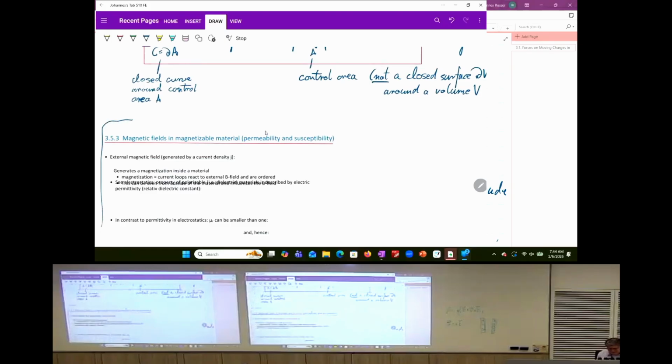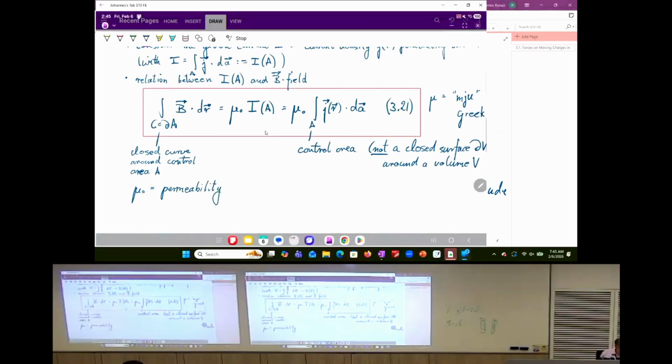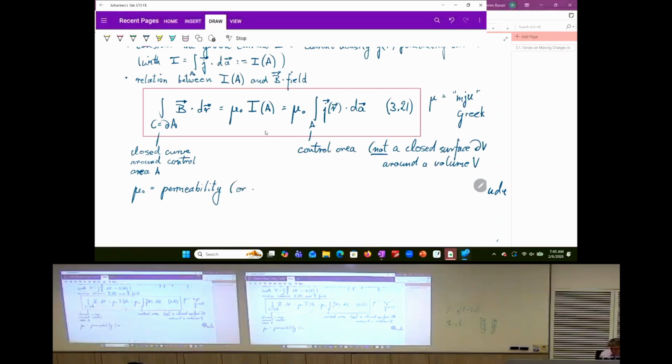So we have introduced now this parameter mu. And what is this parameter called? In analogy, in the Coulomb law, we had this permittivity. That was a material parameter. Now also here we have a material parameter. This mu naught, or mu zero, is called the permeability, or you can also call it the magnetic field constant. The permeability or magnetic field constant of vacuum.